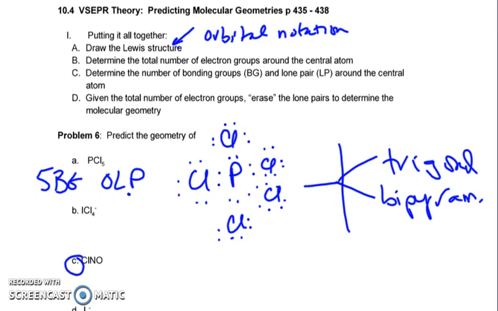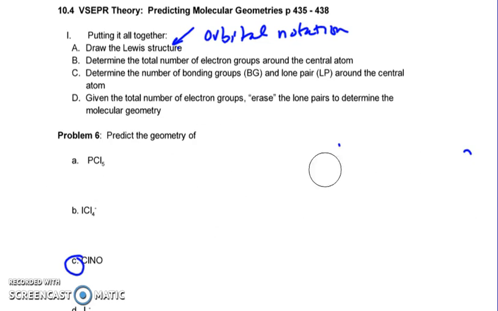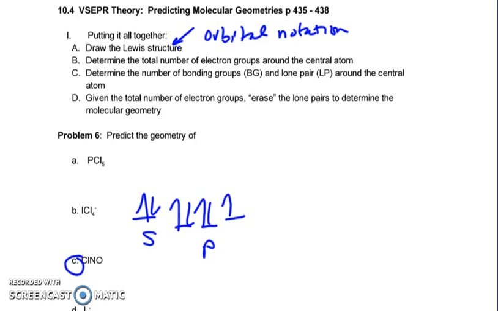Okay. Let's look at the next one. What was my suggestion? I would draw the orbital notation for your central atom, and my central atom in the case of B is going to be iodine. Ready? So here is my S. Here's my P. Up, down, up, up, up, down, down. But look at that negative. What does that mean? If it's a negative ion, I have gained an electron.